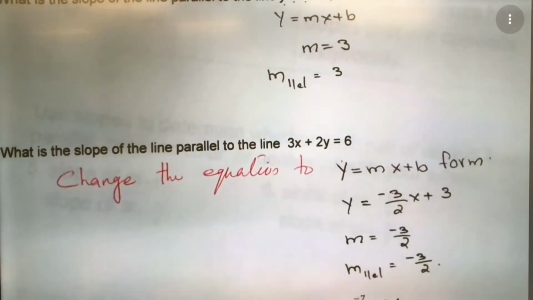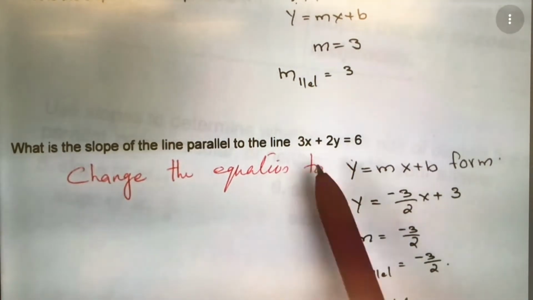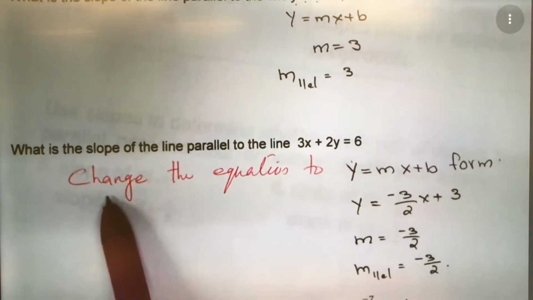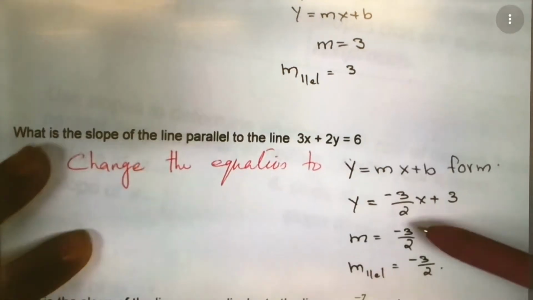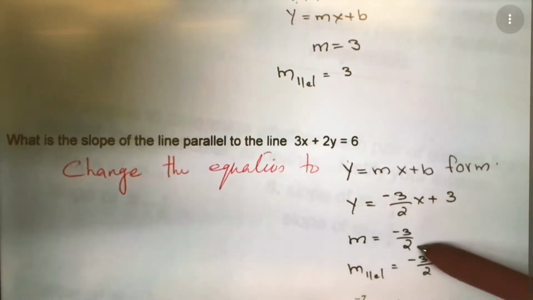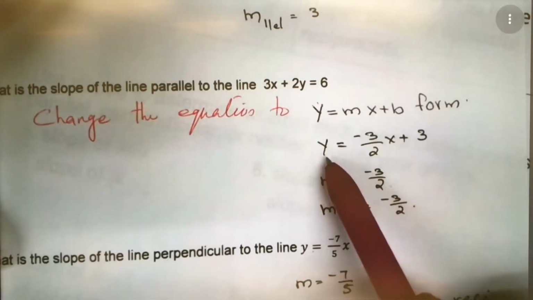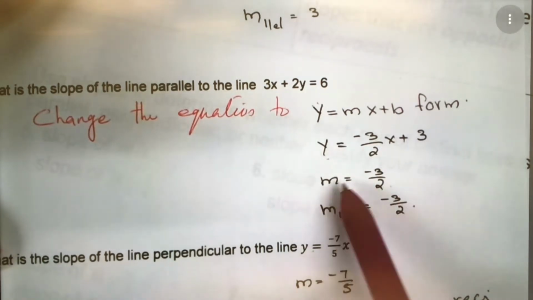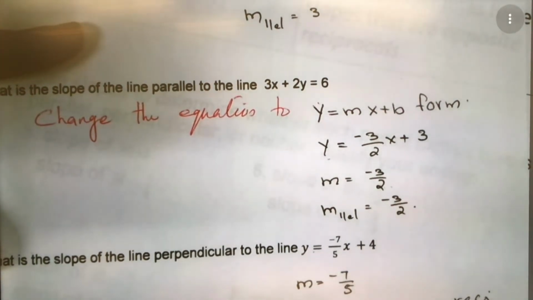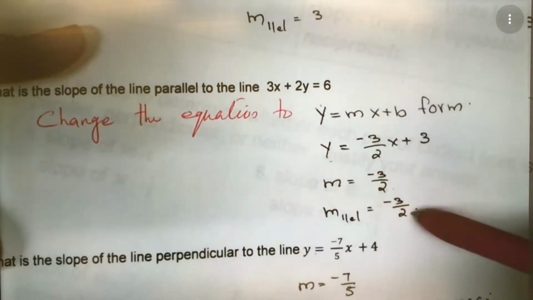The second one is 3x plus 2y. First you need to identify the slope. To find the slope of an equation, you have to rewrite the equation in the y equals mx plus b form. So move 3x to the right side and divide by 2. I will get the equation y equals negative 3 over 2 x plus 3. The slope of this line is negative 3 over 2. So the slope of the line that is parallel to this line is also negative 3 over 2.